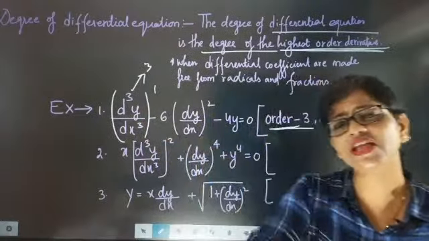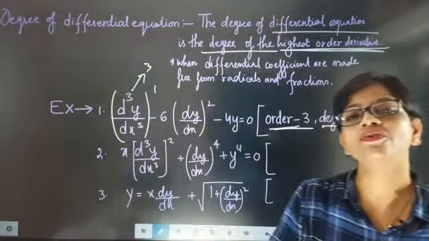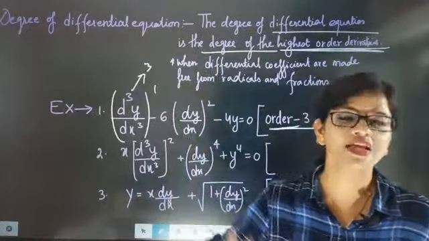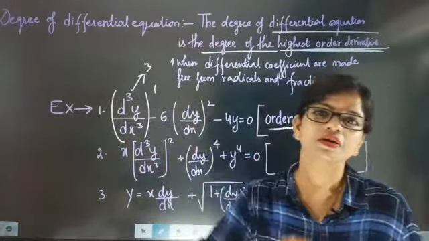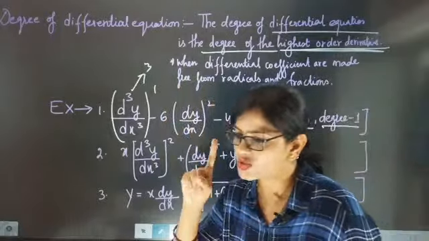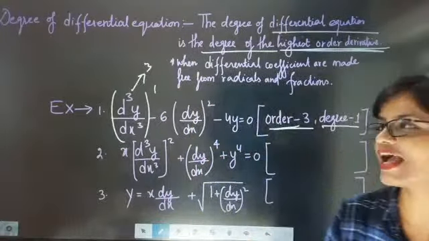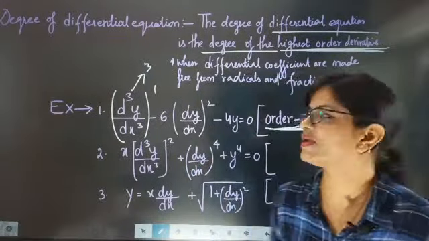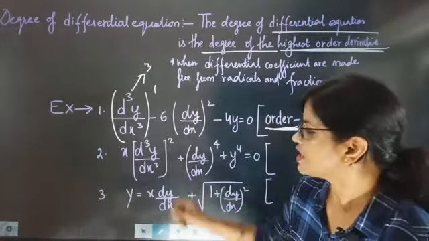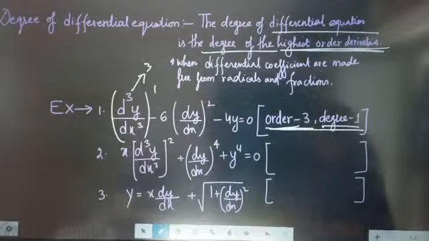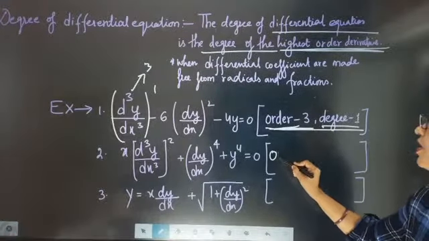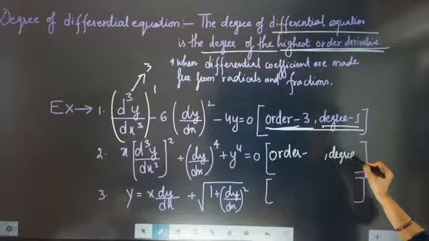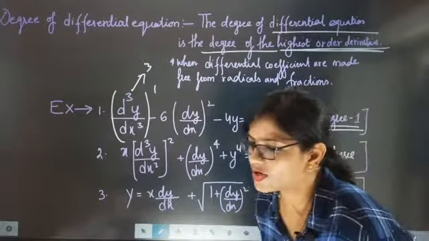So you have to check the highest order derivative and from that find the order. 3 times differentiated, so order is 3. Now what is the degree of that third order? Degree of third order is exactly 1 here. So order 3, degree 1. Come on, tell me the answer for this one. I am not going to tell you. You have to tell me what is the order here and what is the degree here. Come on, quickly tell me.